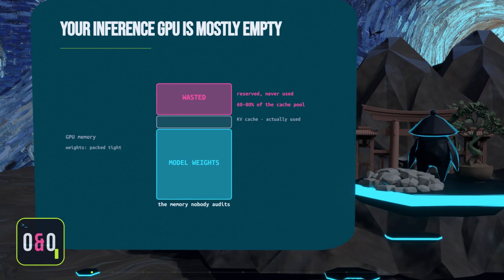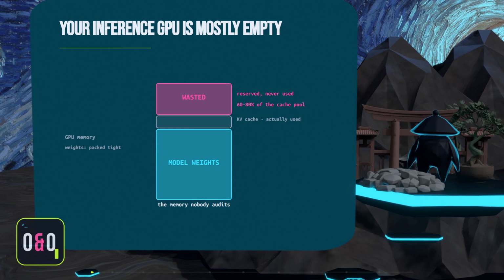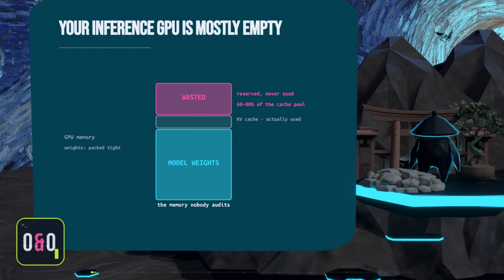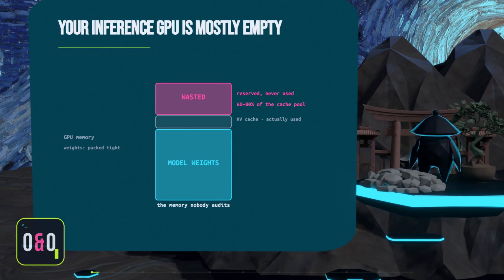Here is a number that should offend you. In the systems most of the industry used to serve large language models, 60 to 80% of the GPU memory set aside for generation was measured to be pure waste, not the model weights. Those are packed tight. The waste lies in a structure most engineers using LLMs daily cannot even name, the KV cache, the working memory of generation.